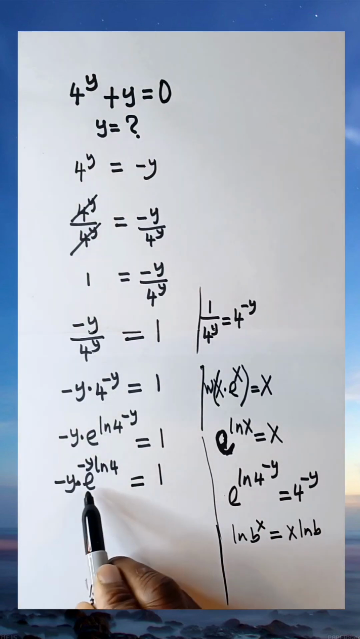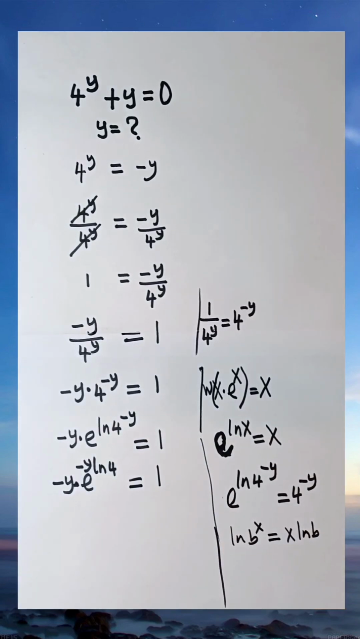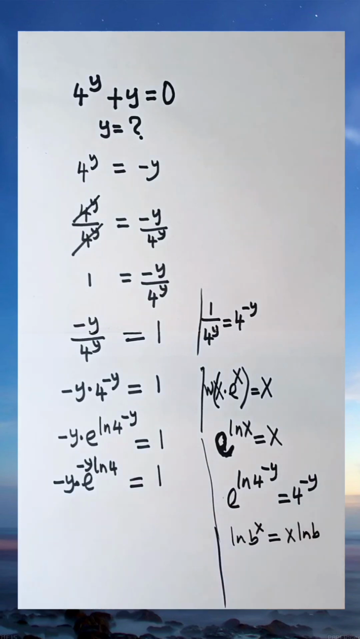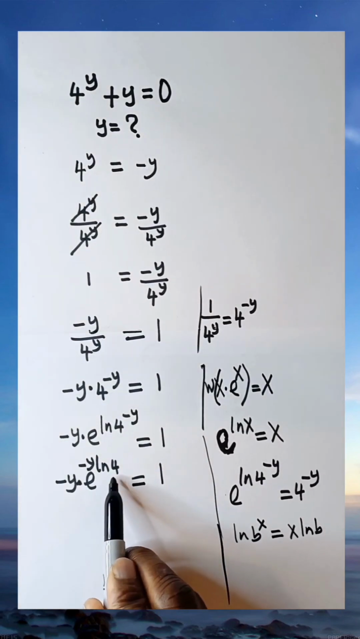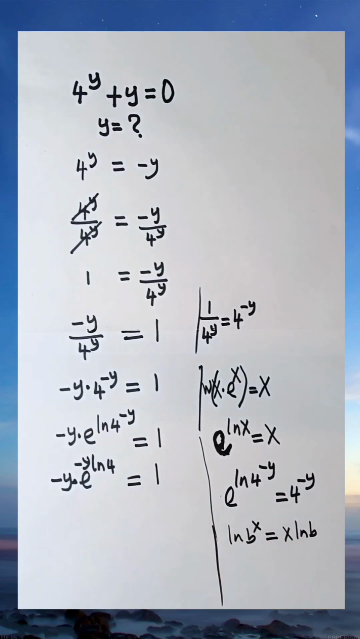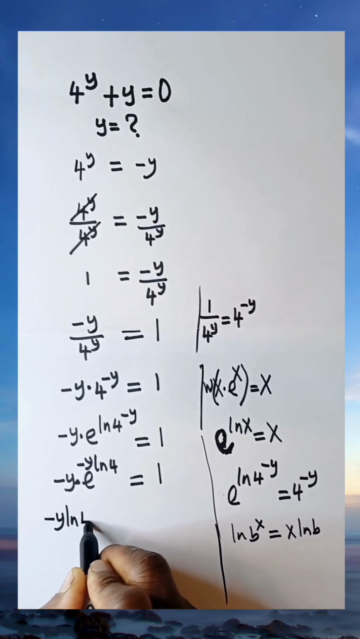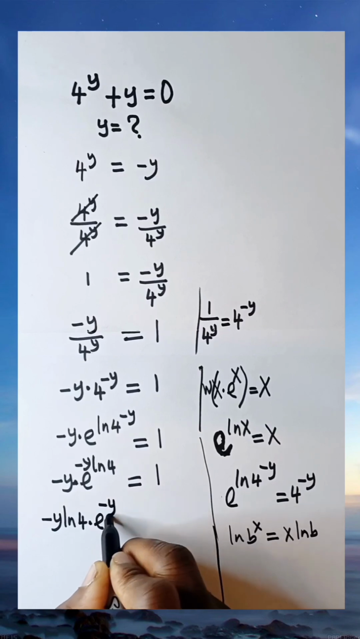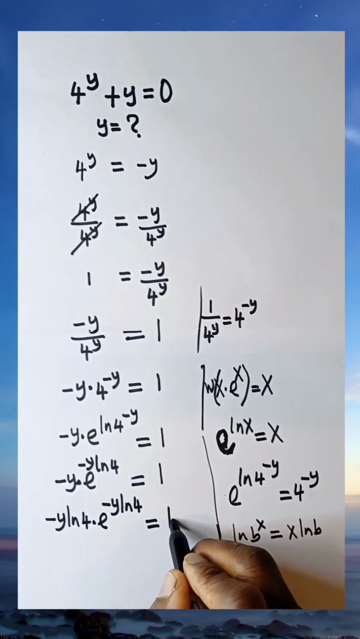Remember, our goal is to express the left-hand side in this format so that we can apply the Lambert W. Okay, you will notice that we have minus y in the base and we have minus y in the exponent. The only thing missing here is the natural log of 4. We are going to introduce the natural log of 4 in the base. We are going to multiply both sides of the equation by the natural log of 4. So we will have minus y times the natural log of 4 times e raised to the power of minus y times the natural log of 4. This is equal to the natural log of 4.